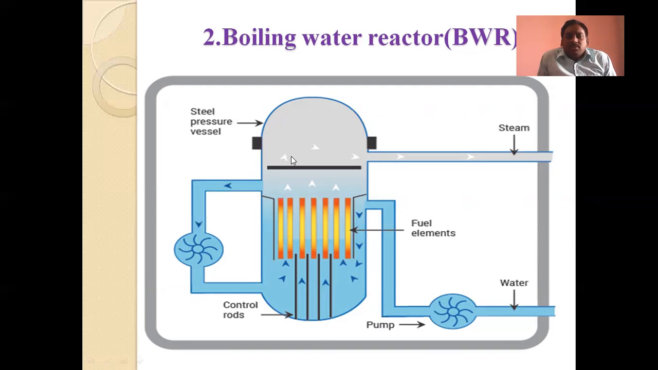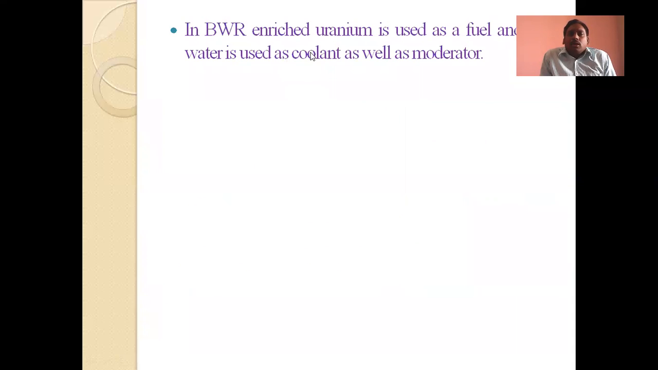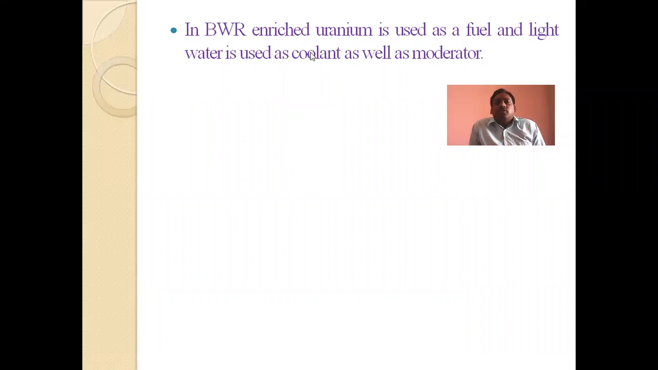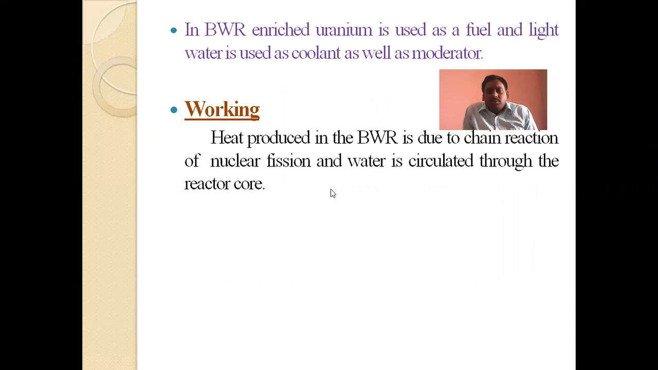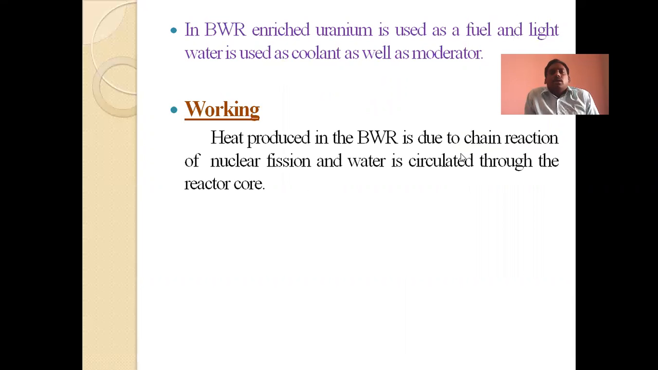Here, this is the steam production in the boiling water reactor. This is the outlet of the steam flow. So here also the fuel is enriched uranium, and the same light water is used as coolant as well as moderator. That's why here the water is placed in the reactor, and the steam can be produced directly in the reactor, and heat is produced due to the chain reaction of nuclear fission.